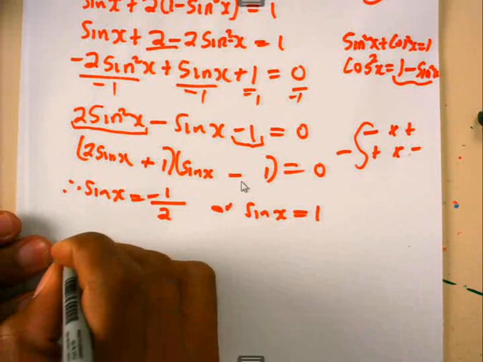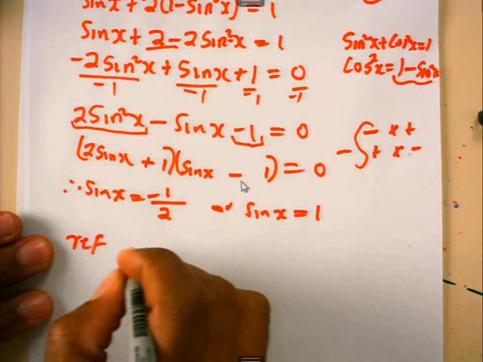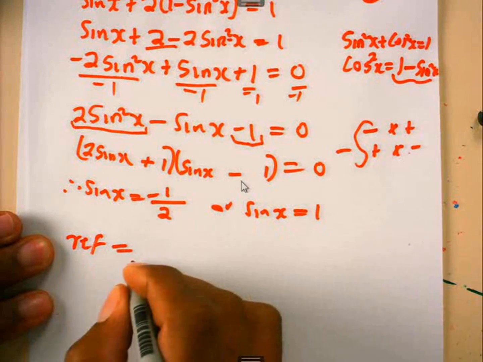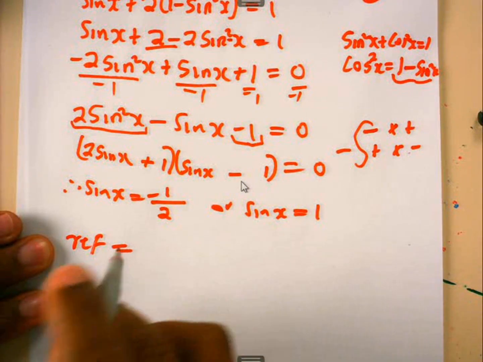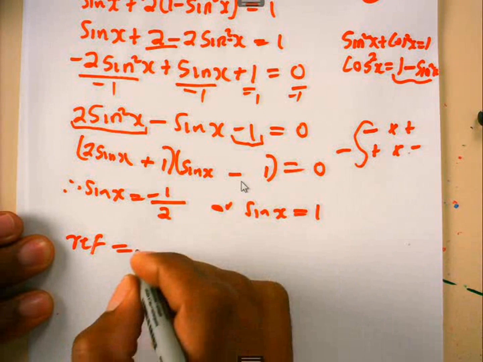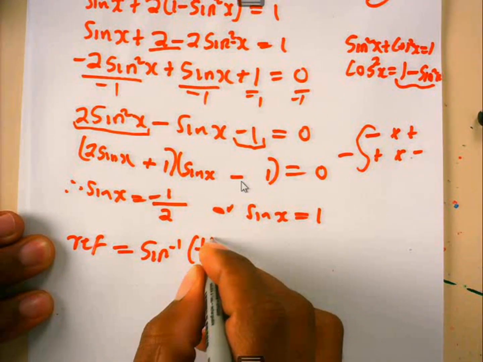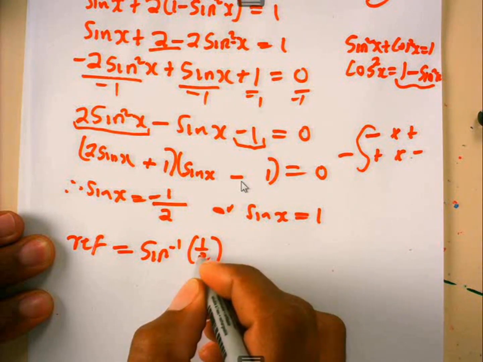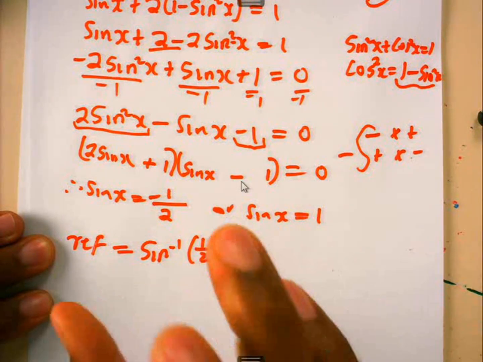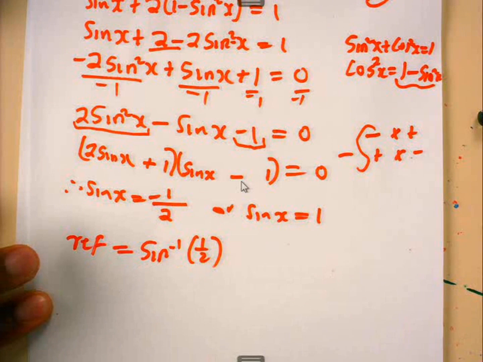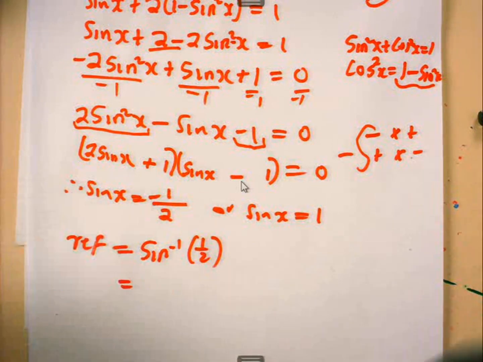Right, where do we start? The reference angle first. What do you know about the reference angle? Of course, the reference angle should be in the first quadrant, right? We have the inverse of sine 1 divided by 2. Why am I making this one positive? Because x and y in the first quadrant are positive. Of course, now, what is the inverse of sine 0,5?